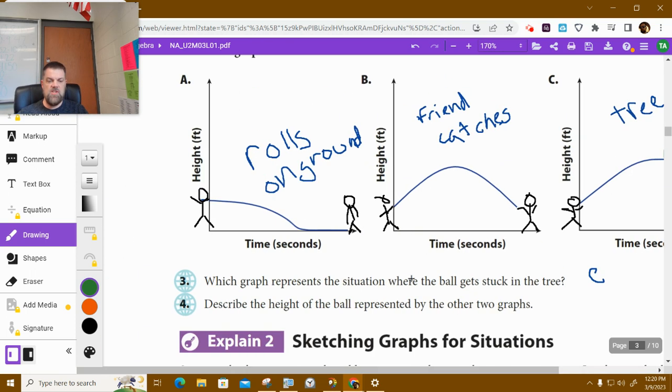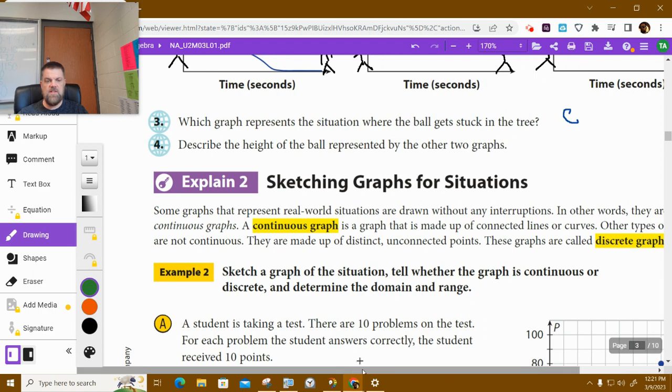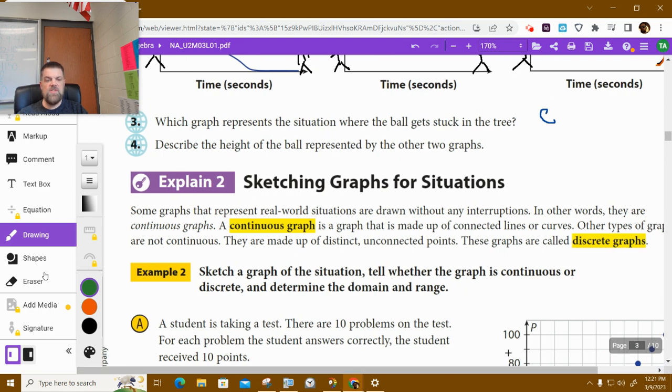So when it comes to these situations, we sketch the graph. One thing that I want to talk to you guys about is a continuous graph. Some graphs represent real-world situations and are drawn without any interruptions. In other words, they are continuous graphs. A continuous graph is a graph that is made up of connected lines or curves. Other types are not continuous. These are called discrete. Usually you're counting numbers for discrete. Discrete would be like whole integers like 1 or 2.